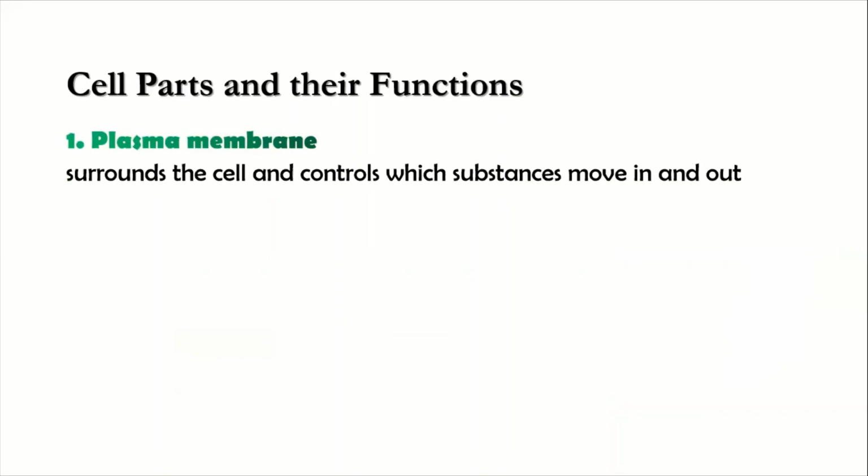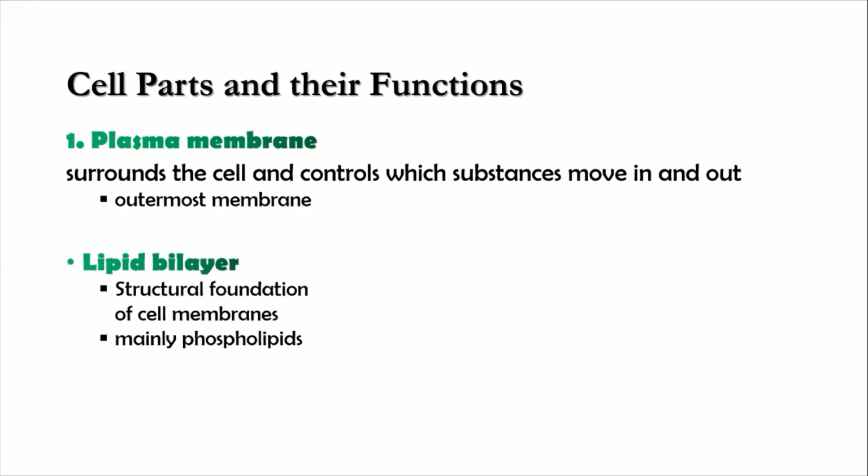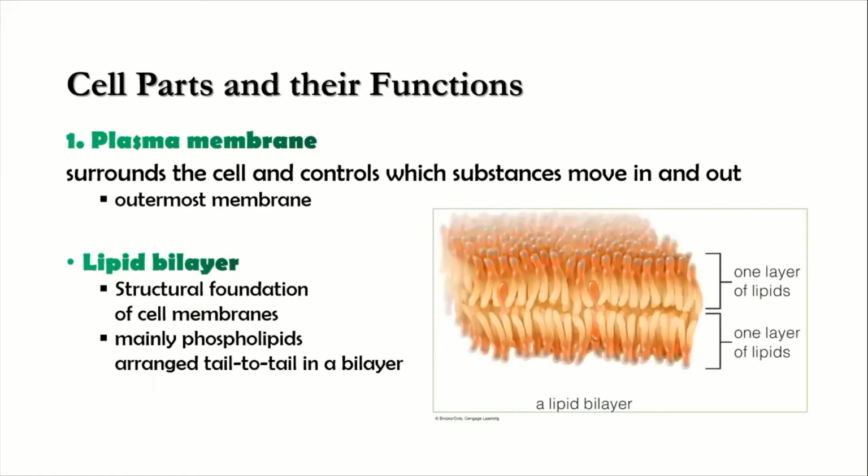So first we have the plasma membrane, and this surrounds the cell and controls which substances move in and out. It is the outermost membrane, characterized by a lipid bilayer, which is the structural foundation of cell membranes. Bilayer meaning two layers. They're mainly composed of phospholipids arranged tail to tail in a bilayer.